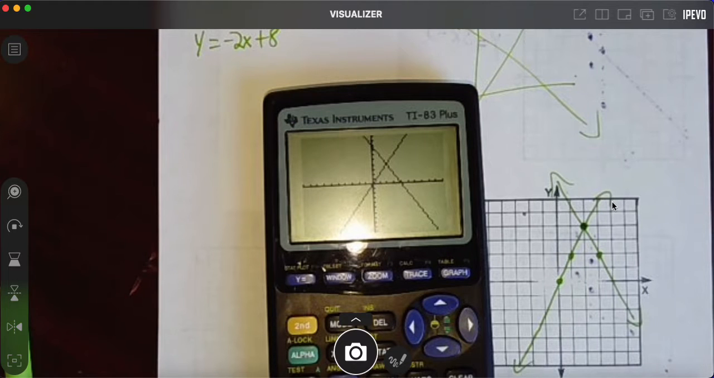If you press graph, it says error. Go back to y equals. What does it say? The first one's 2x, the second one's negative 2x plus 8. Make sure you put a negative, not a minus. Maybe I'll make sure your stat plots aren't on, but they shouldn't be. 2x, negative 2x plus 8. There it is. But it goes in there, it says error usually.